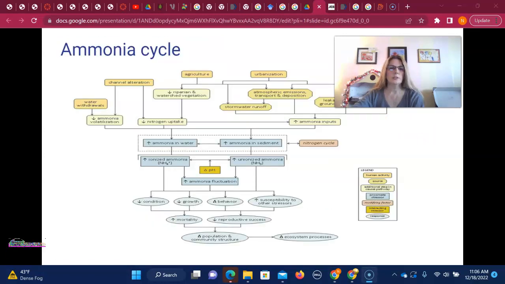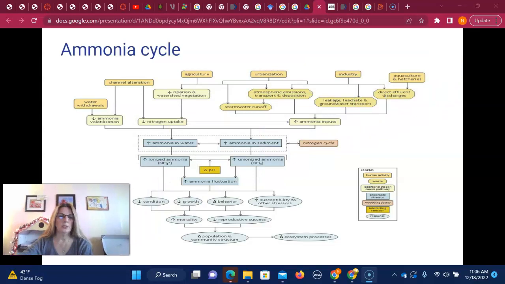This is a flow chart that also shows how ammonia can enter the waterway. It shows, again, the agricultural source is a very large source, but also discharge from hatcheries and agriculture, also runoff and leakage through groundwater and stormwater from industry and urbanization, as well as channel alterations. That will increase ammonia inputs into sediment and water, as well as decrease the nitrogen uptake.